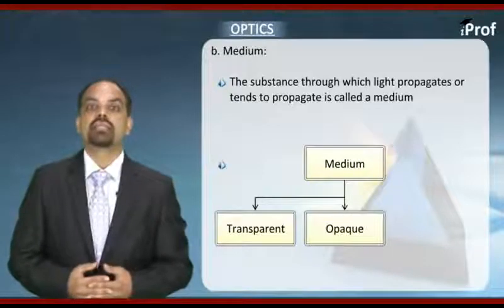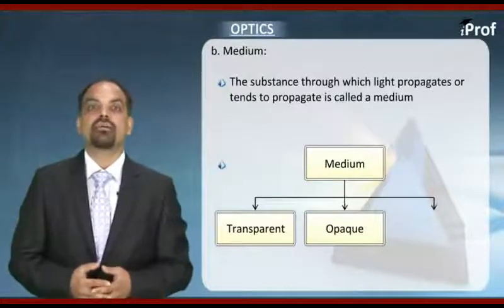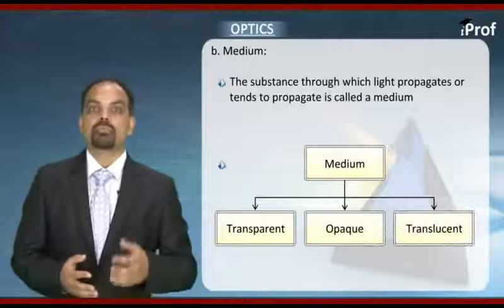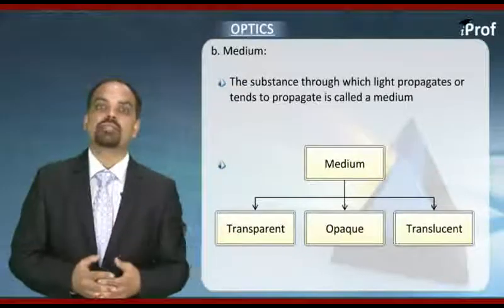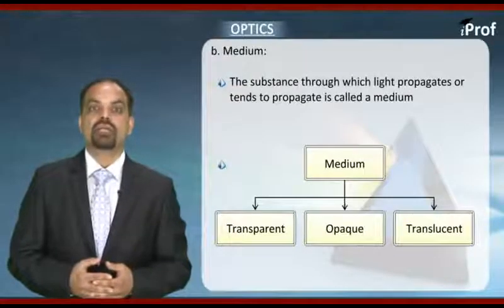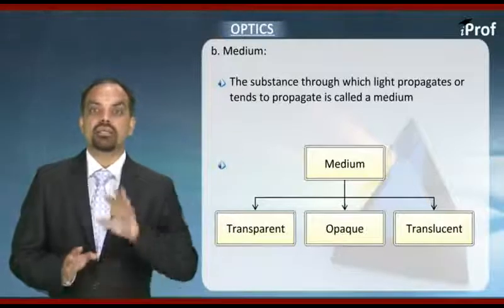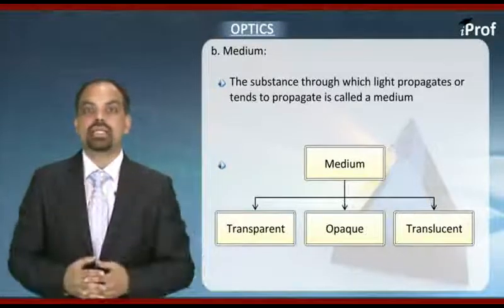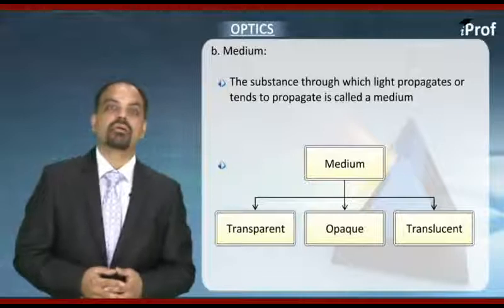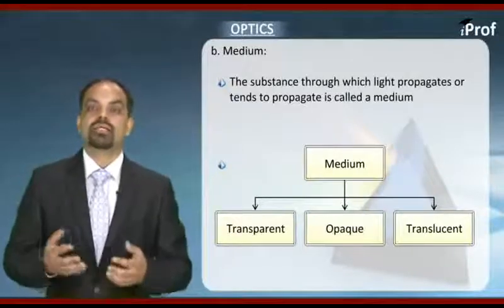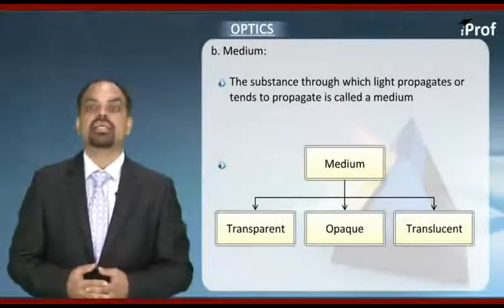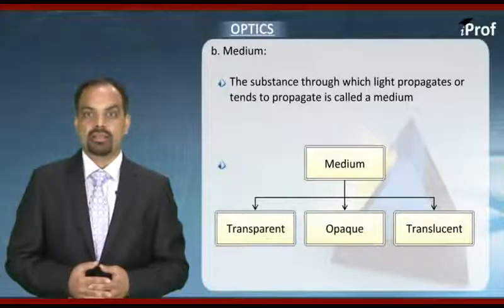Then we have the third category of optical medium, and it is called translucent. The propagation of light through this medium is partial. We are not able to see very clearly through these mediums. Examples are butter paper, oil paper, tracing paper. Certain categories of glasses are translucent.